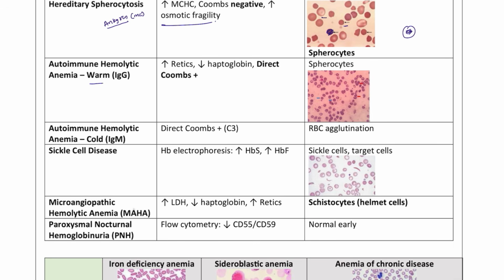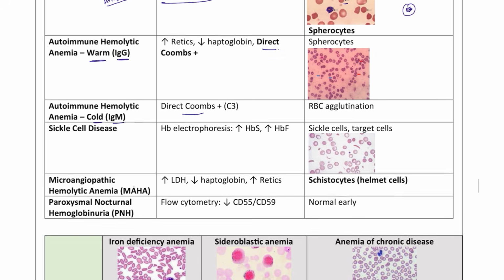Autoimmune hemolytic anemia. Warm is associated with IgG. Remember, like Garmi is warm. Direct Coombs test is positive. And cold hemolytic is for IgM. Same, direct Coombs test is positive.